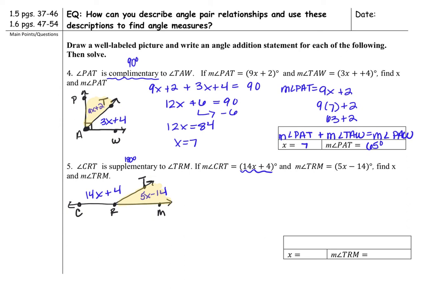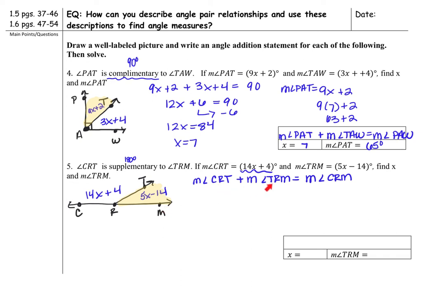So let's write our angle addition statement. We have the measurement of angle CRT plus the measurement of angle TRM is equal to the measurement of angle CRM. So remember, a lot of people go straight to the 180 degrees here, but that is an angle. It's a straight angle. So it's angle CRM that represents the straight angle.